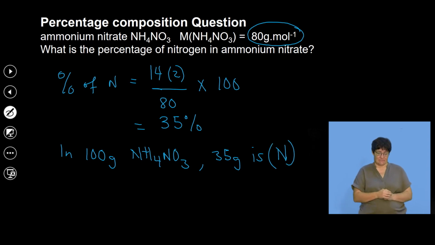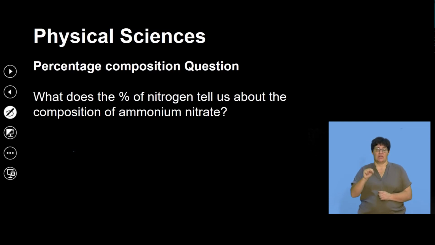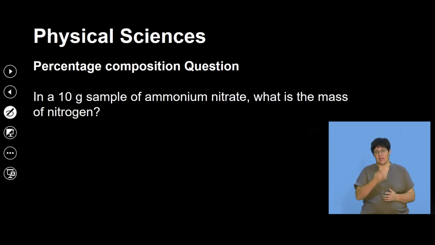Okay, so in every 100 grams of ammonium nitrate, 35 grams is actually nitrogen in terms of percentage composition. So that's the main idea. And now in a 10-gram sample, we know that 35% is actually nitrogen.